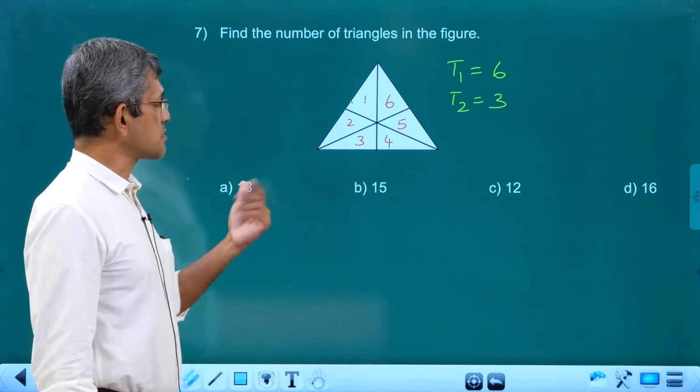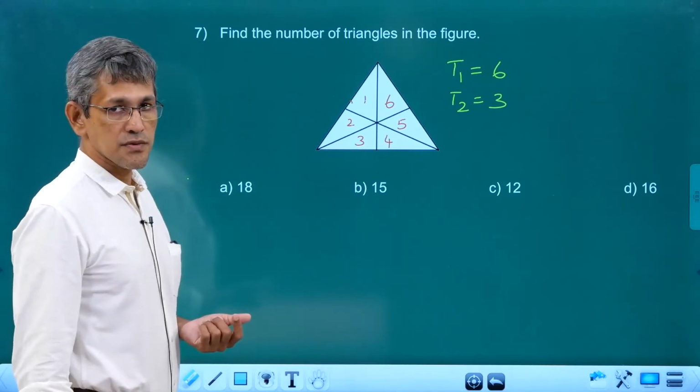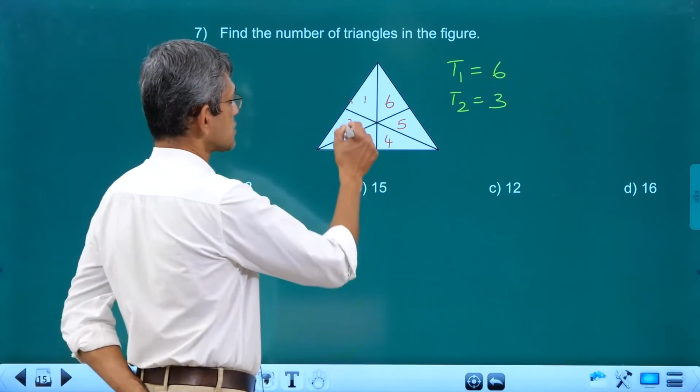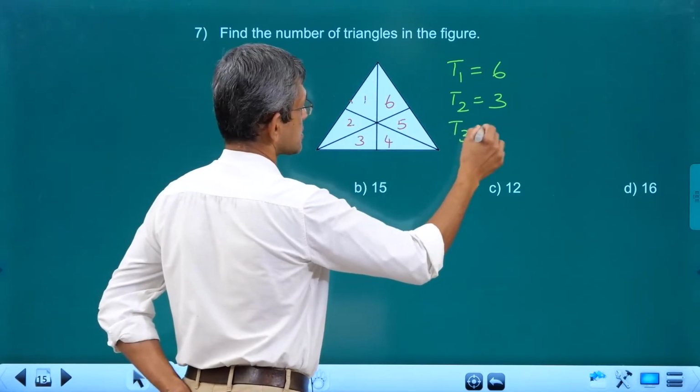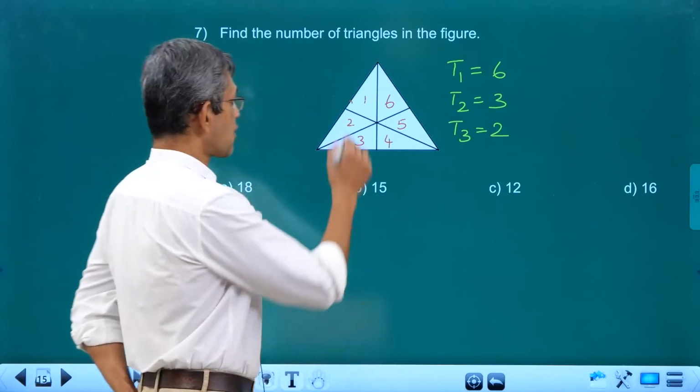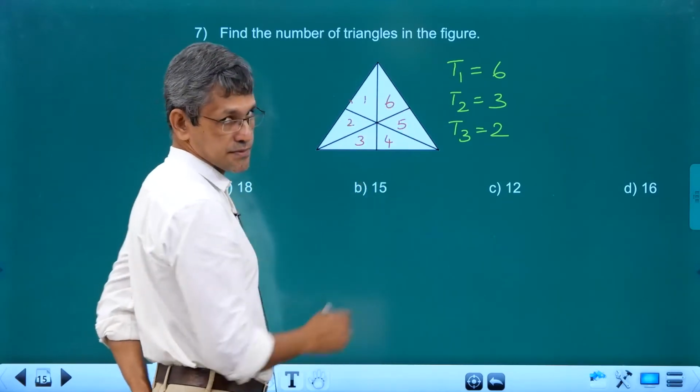And how about 3 pieces together? Any 3 pieces together, do we have a triangle? Of course, 1, 2, 3 together is a triangle. 4, 5, 6 together is a triangle. So 3 pieces together, we have 2 triangles: 1, 2, 3 and 4, 5, 6.